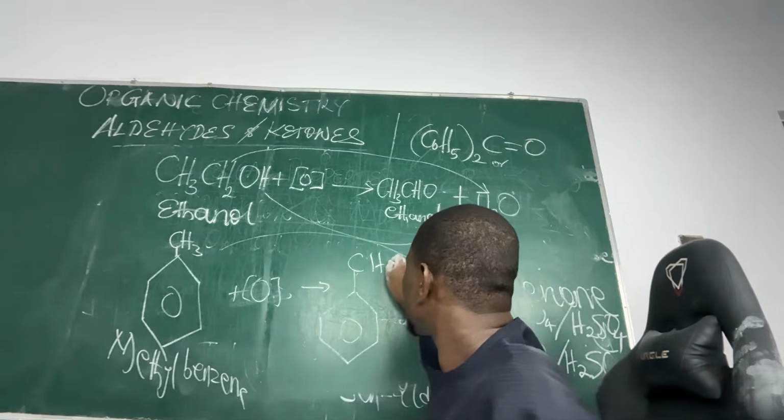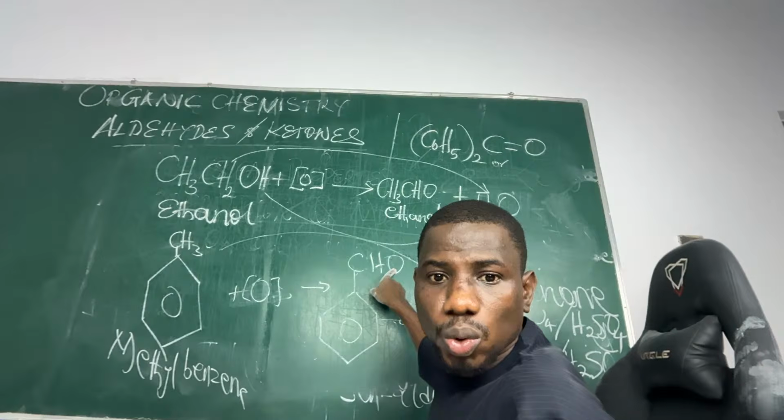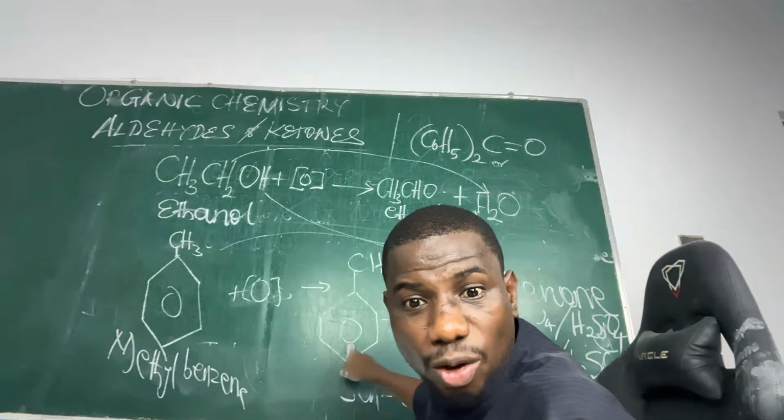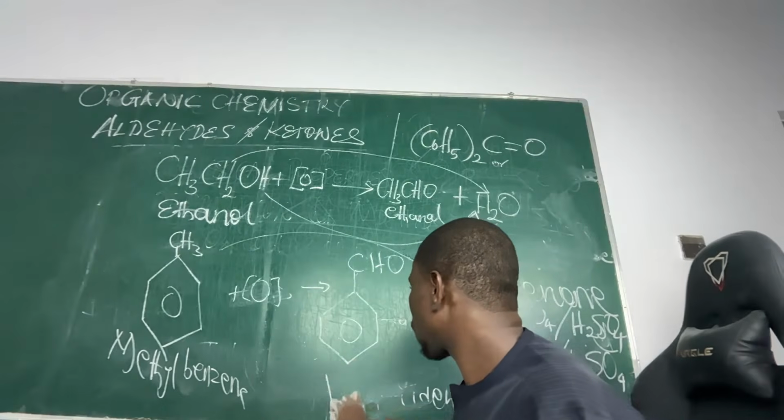On oxidation, oxygen will be added. This is CHO, an aldehyde group bonded to a benzene ring. We now call it benzaldehyde.